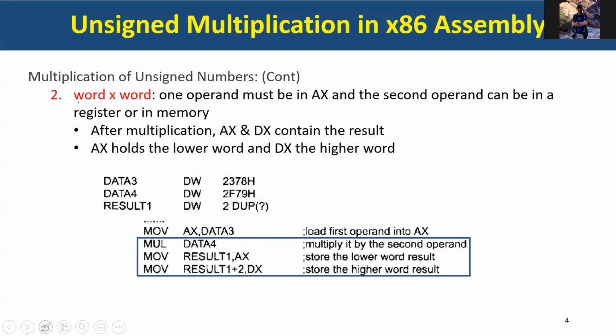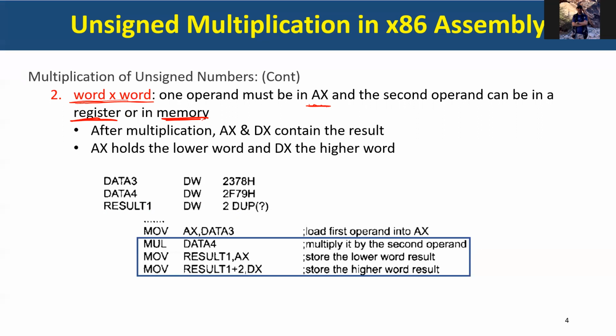The second case is multiplying two variables, each one is word size. So here, since we are using words, we cannot use AL anymore. In that case, we're going to use AX. So one operand will be AX by default. The second operand can be any register, or it can be in memory.